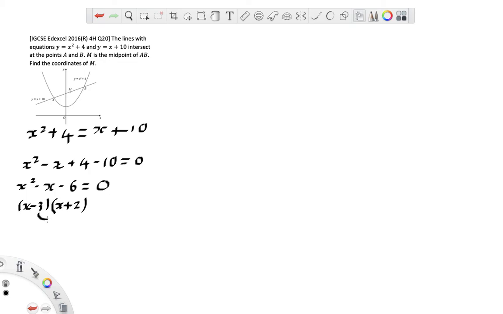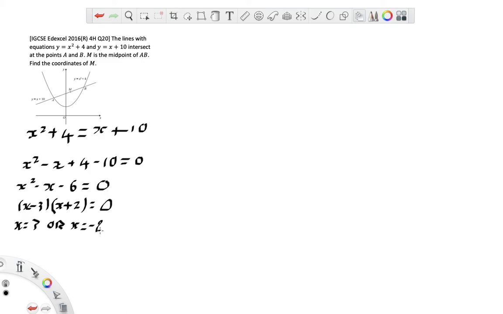And if we just check the coefficient of x there, so minus 3 times x, well, that's minus 3x. And then x times positive 2, well, that's 2x. Minus 3x plus 2x, well, that's minus x. So we're happy that that is factorised. So that is all equal to 0, of course. And then we get that x is equal to 3, or x is equal to minus 2.